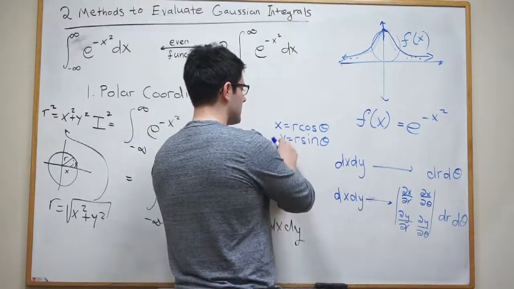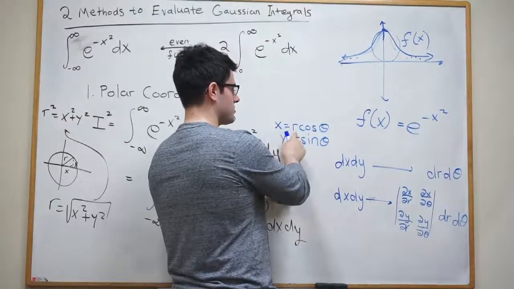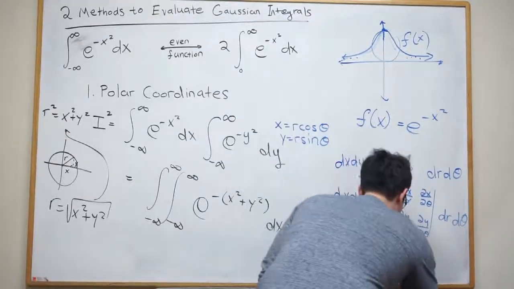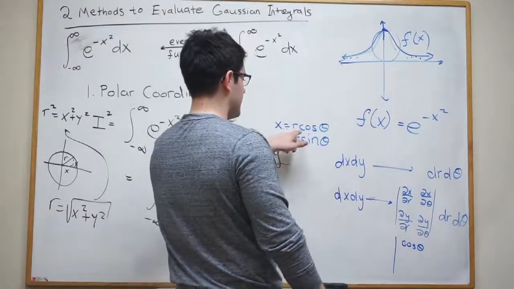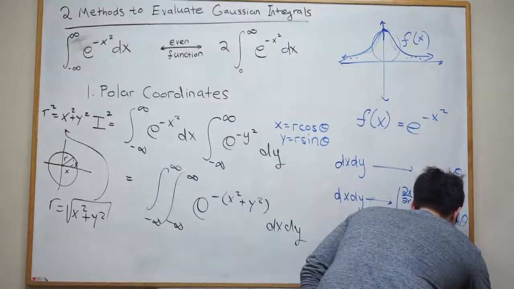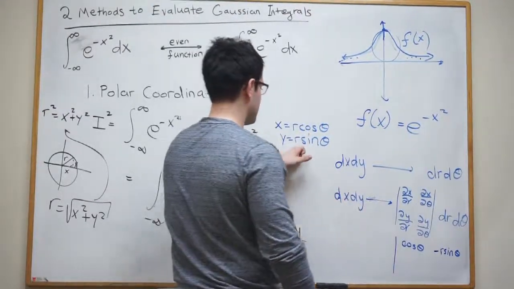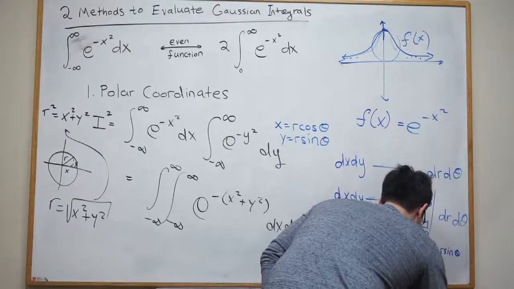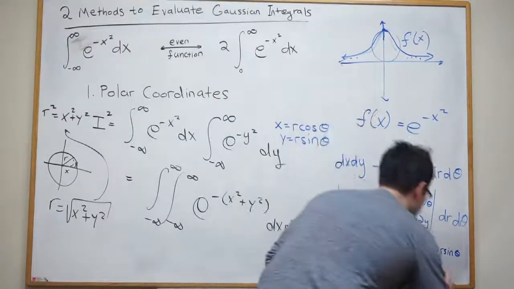So dx dr is just take the derivative of this with respect to r. So we're just left with cosine theta. Dx d theta is minus r sine theta. Dy dr is sine theta. And dy d theta is r cosine theta.